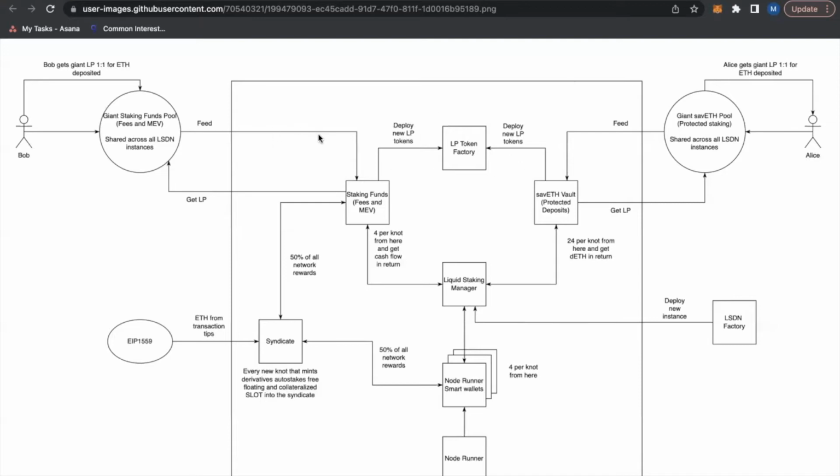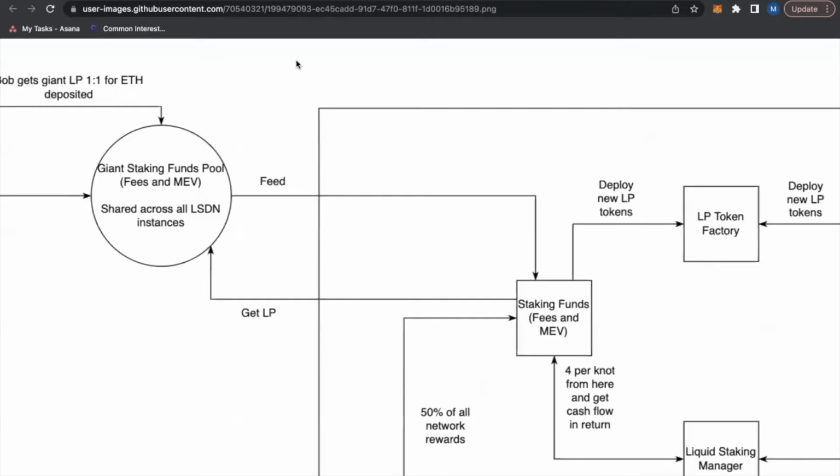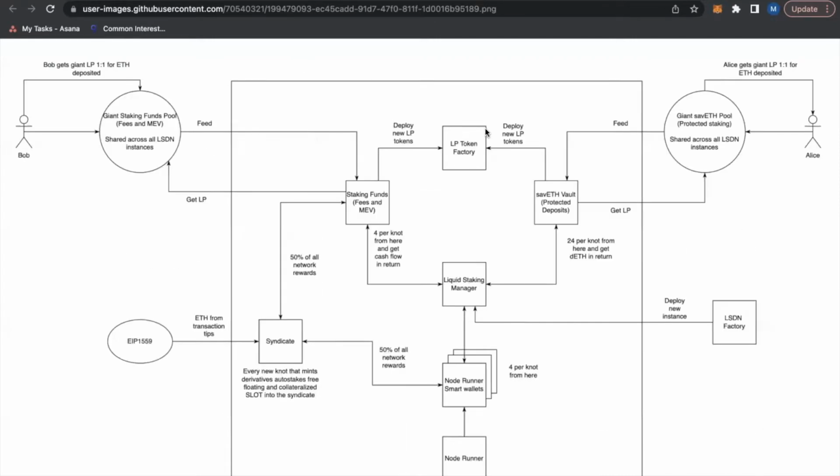Wait. Why is this different from liquid staking currently? Can I stake with any amount with LSD network? What does LSD stand for? You said liquid staking derivative, like how?